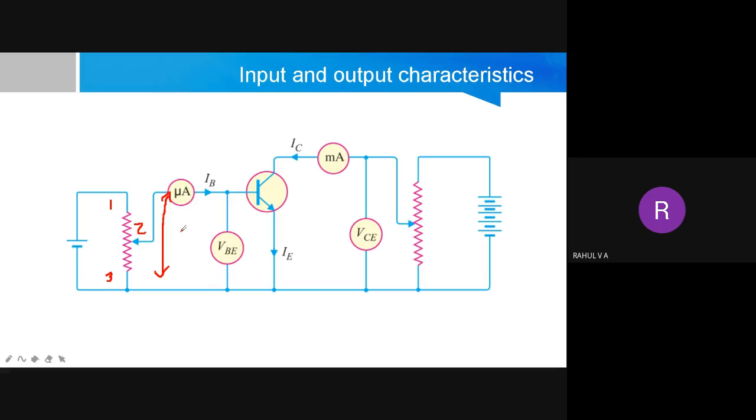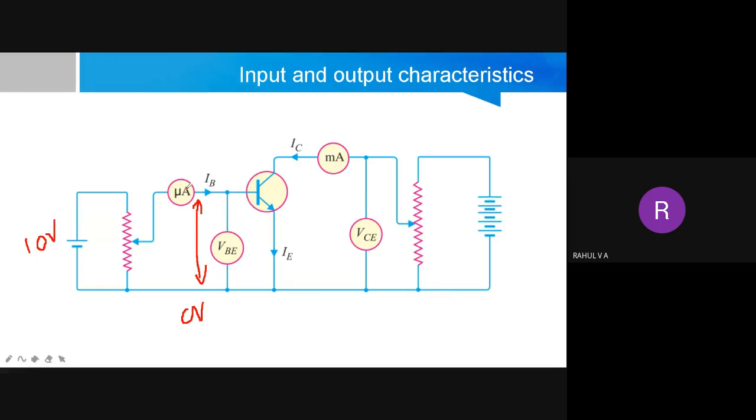Okay, so now what I am going to do is, I am keeping this output side constant. I am slowly keeping this voltage 0. This is say some 10 volt is there. I will adjust this potentiometer such that the voltage across VBE is 0. First I will keep it in that position. Then I will measure base current.